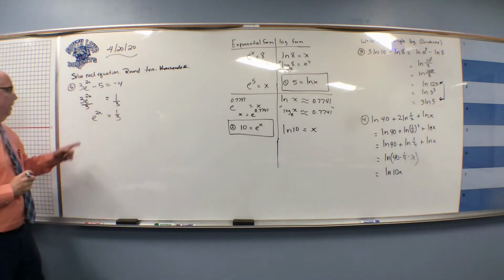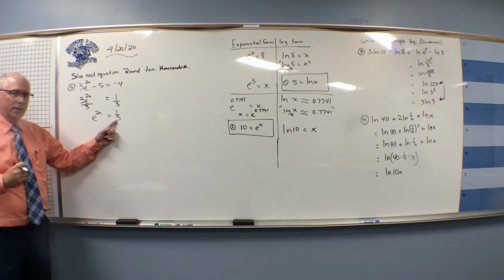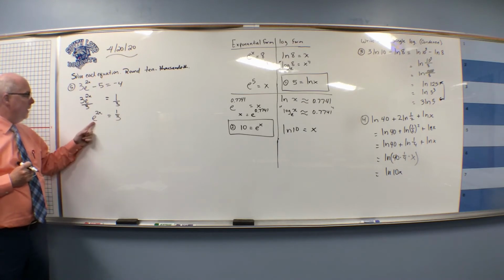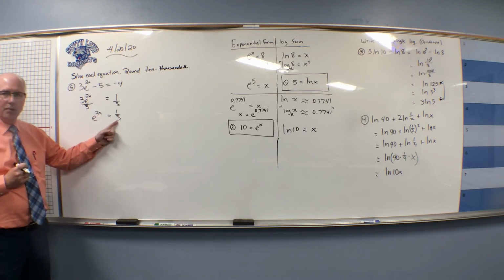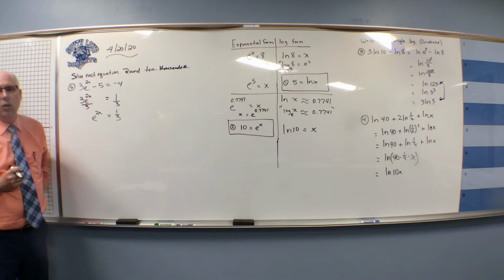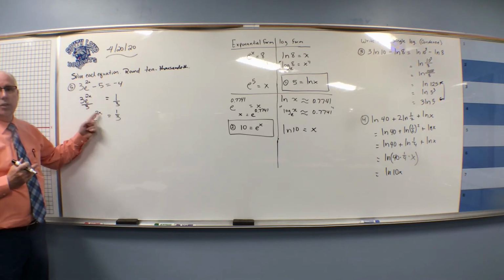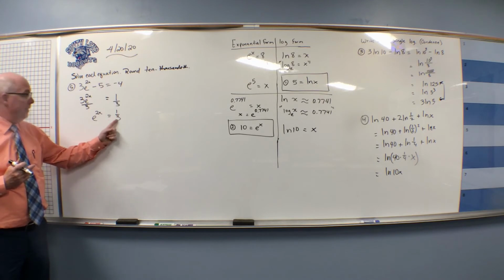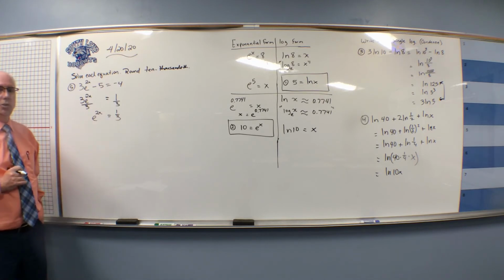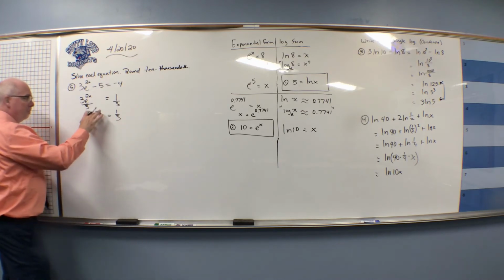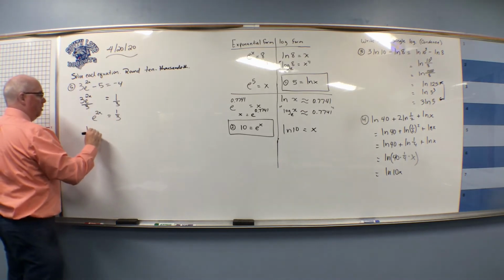Now you have to be careful here, because if this number is negative, it means that you're taking e to some power and getting a negative. That cannot be. You can't take a number to a power where the variable is here and get a negative value. So if this number is negative, you're done. It's no solution.